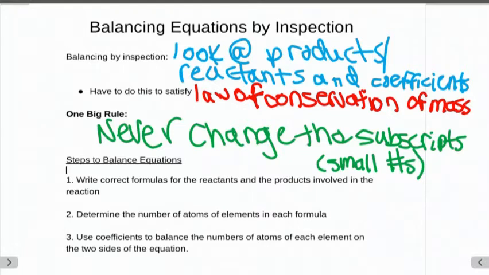The next step is to determine the number of atoms of elements in each formula. And we'll do that in the examples. You can do this simply by looking at the subscripts and seeing how many atoms of the elements you have on each side. The next step is to use coefficients to balance the numbers of atoms of each element on the two sides of the equation. So this is now where you will look to see how many atoms you have of each, and then if they aren't the same, you will add coefficients to make them the same.